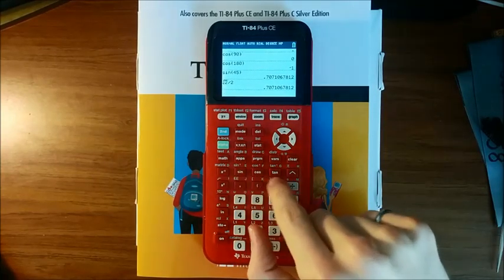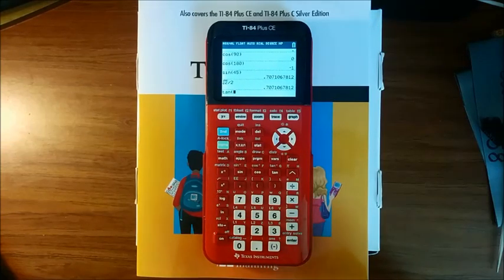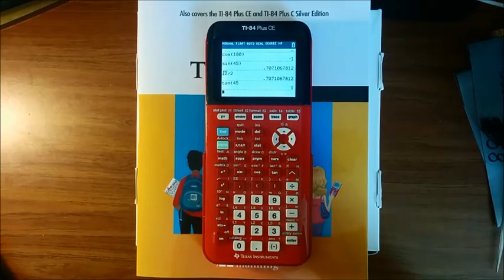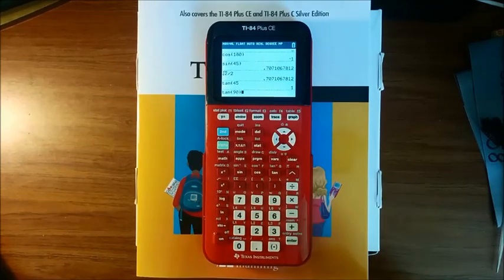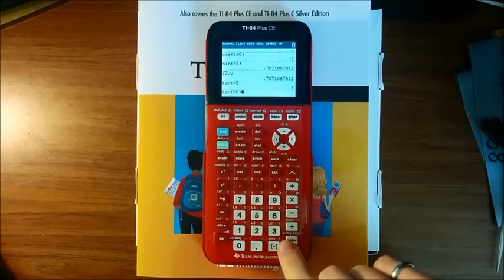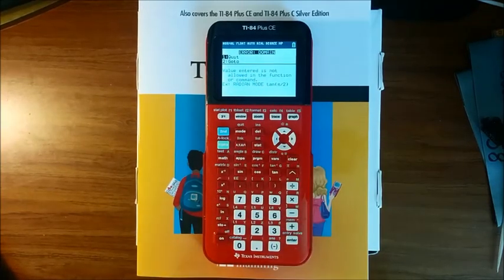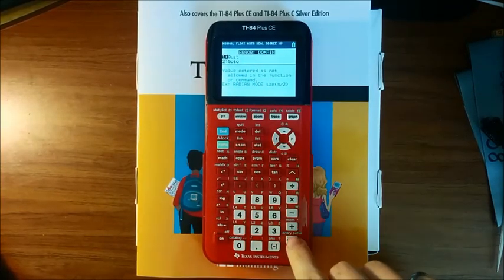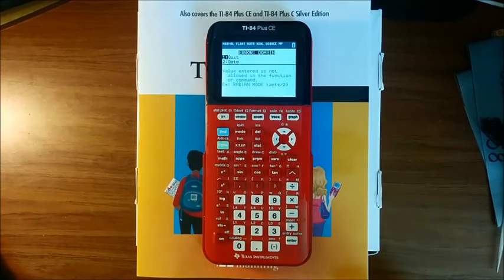We can also perform, say, a tangent. Since we're in degree mode, we want to do our tangent in degrees, so we can do 45 degrees, we get 1. What happens if we do the tangent of 90 degrees, which you may know is actually undefined? In this case, our calculator will give us an error domain, which means that there's no value of tangent of 90 degrees. We can simply press enter here to choose quit, which will take us out of this computation.